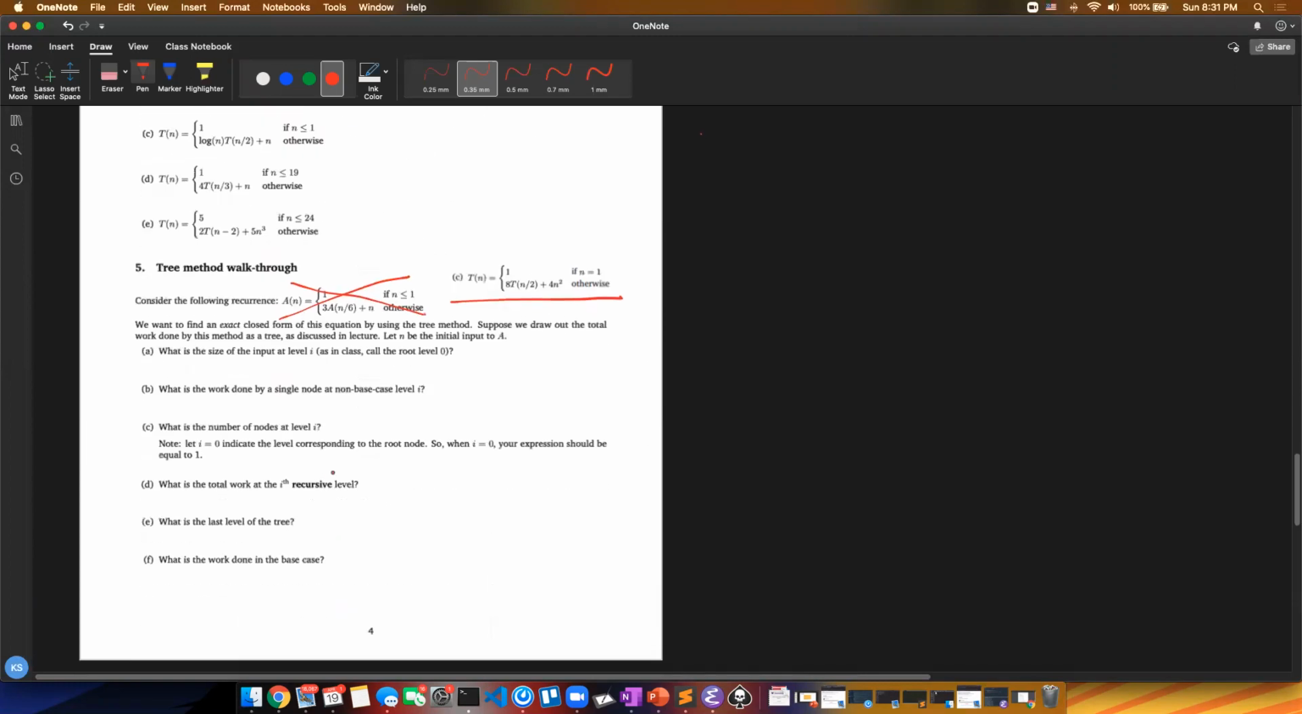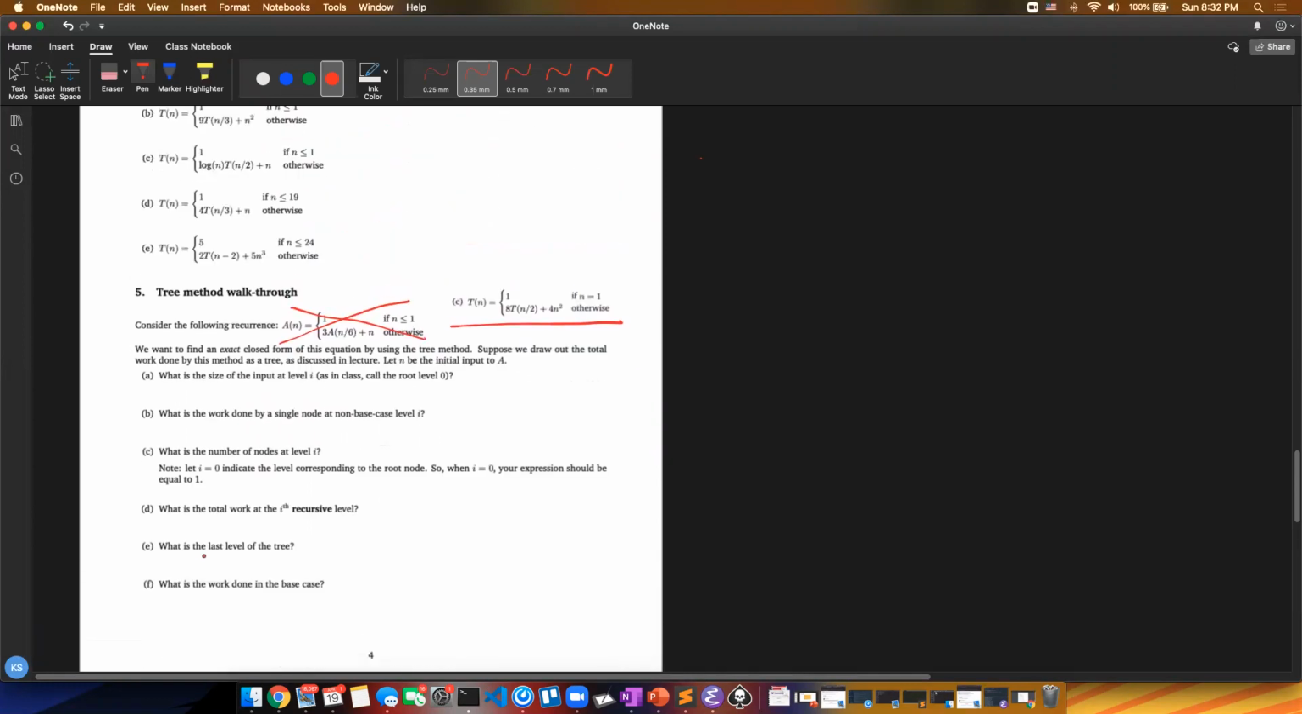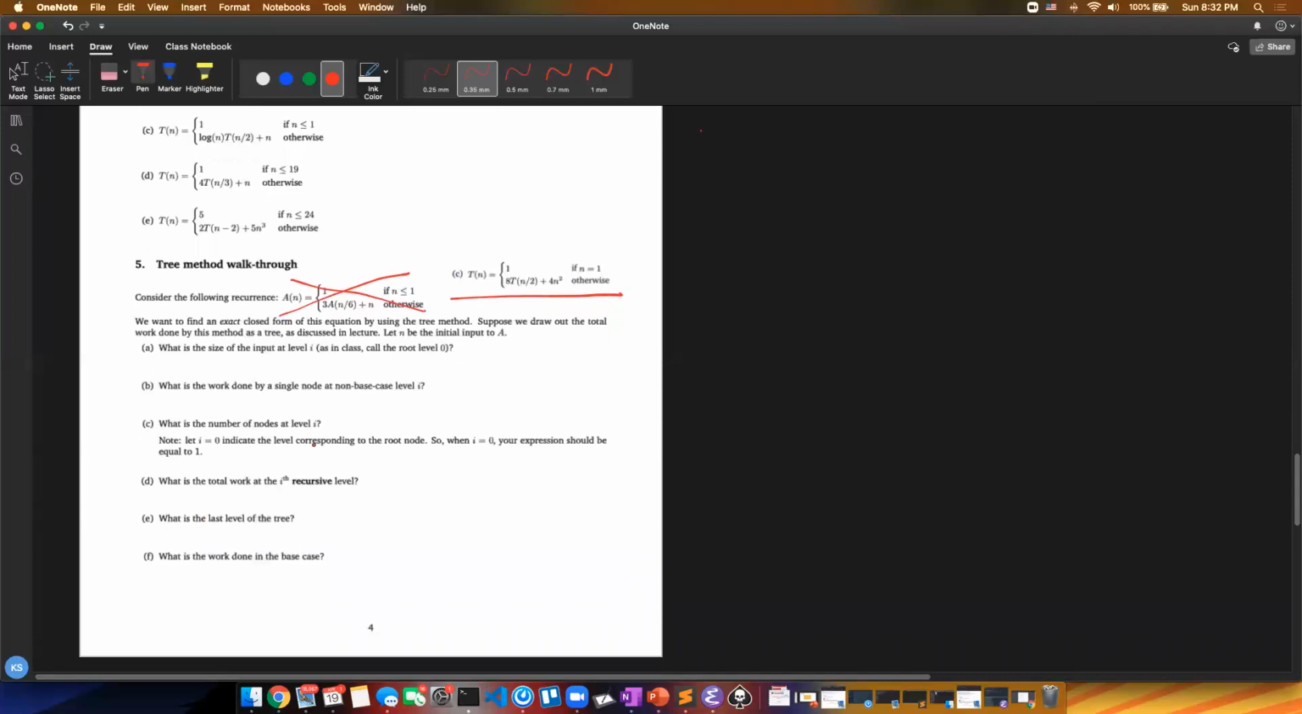And so why don't we just go ahead and solve this. I'm using number five in here because number five actually has really helpful step-by-step guidelines on how to properly solve tree method problems. So I highly recommend using number five as an outline for how you want to solve problems with tree methods. All right, so in this problem, we have this recurrence.